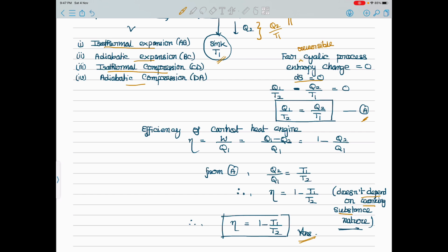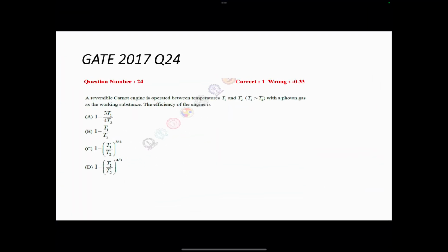If we go to the question again, the efficiency of the heat engine is 1 minus T1 by T2, where T2 is greater than T1, that is, T2 is the source and T1 is the sink. So B is the correct option. All other options are incorrect.